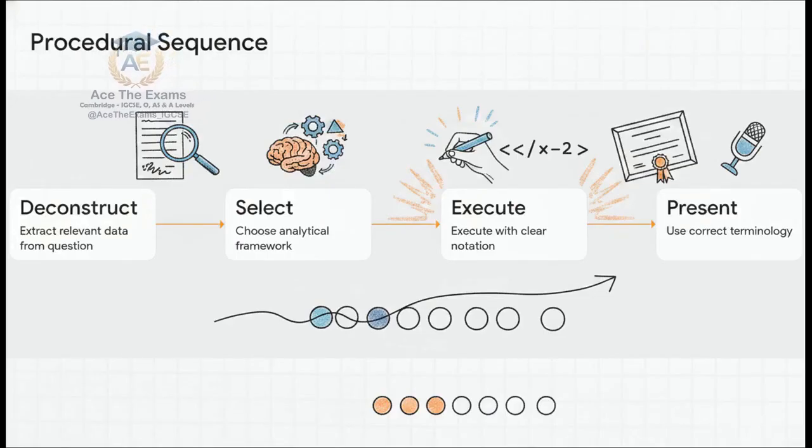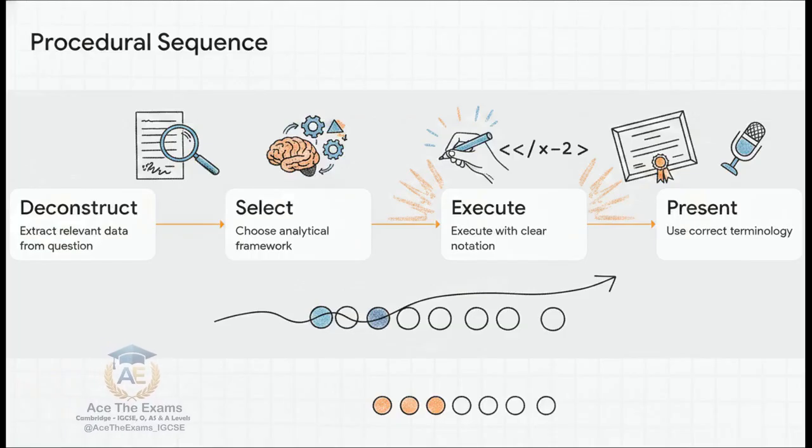Whenever you tackle past paper questions, I want you to follow this exact standardized sequence. Step 1, deconstruct the question and extract the relevant data. This is your command word decoding. Step 2, select your analytical framework, meaning get your Peel structure ready. Step 3, execute your logic with clear, precise notation. And Step 4, present your final answer using the correct terminology.